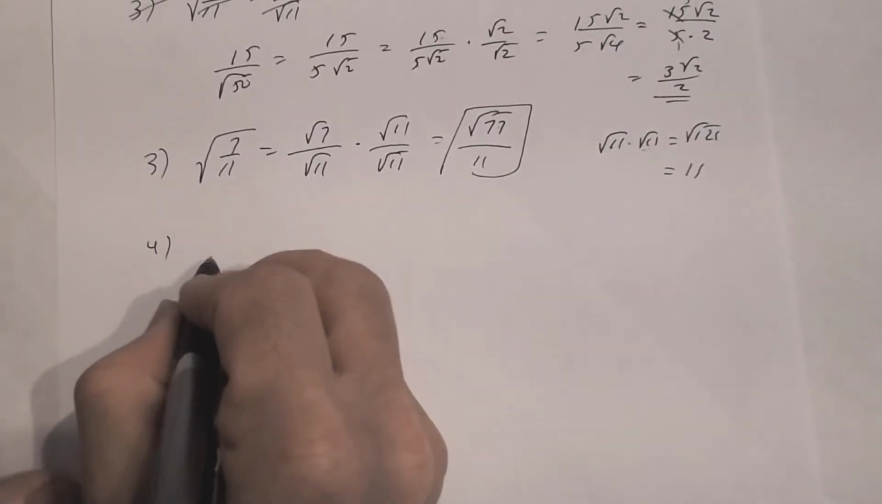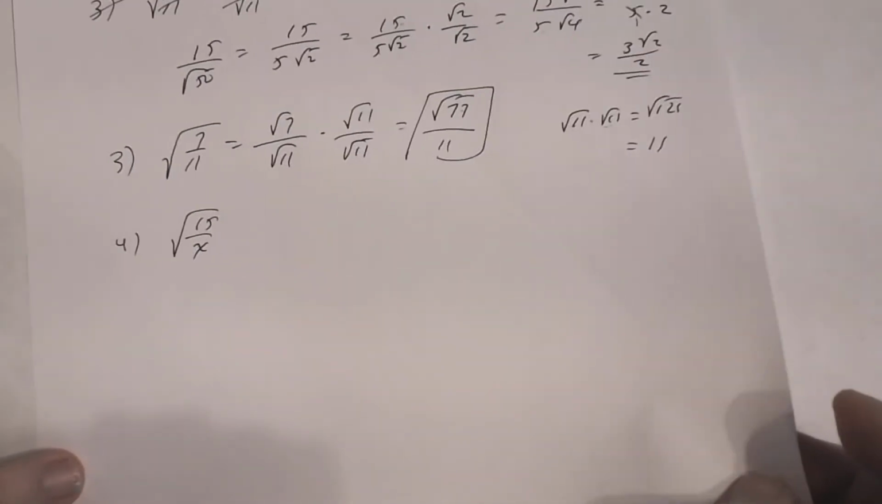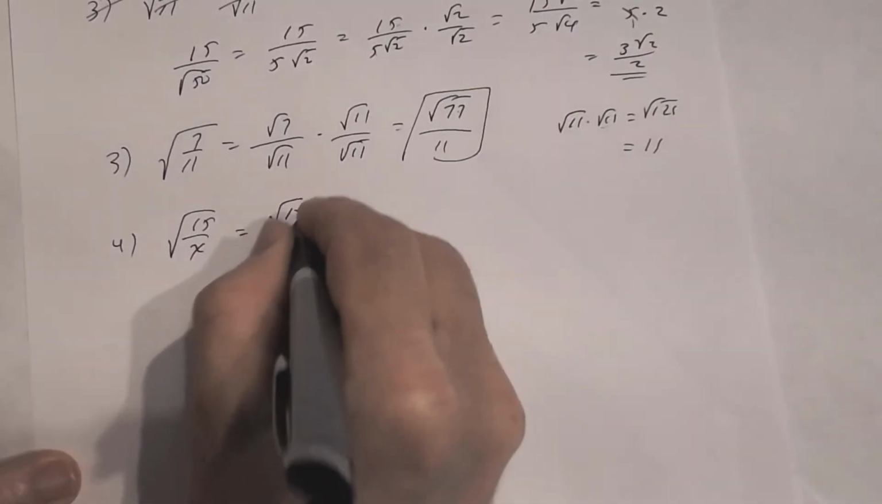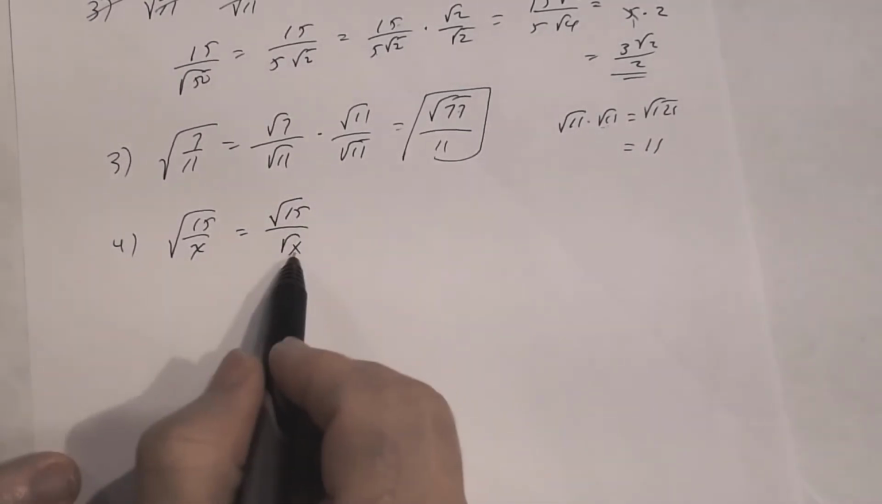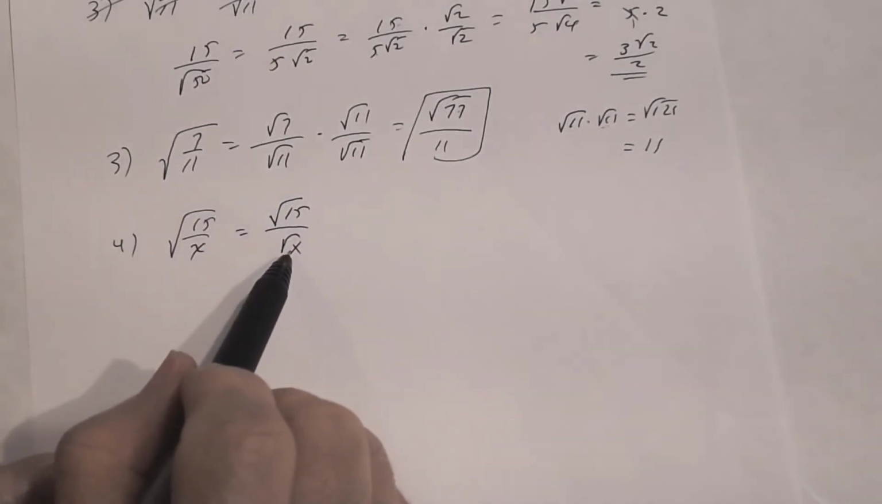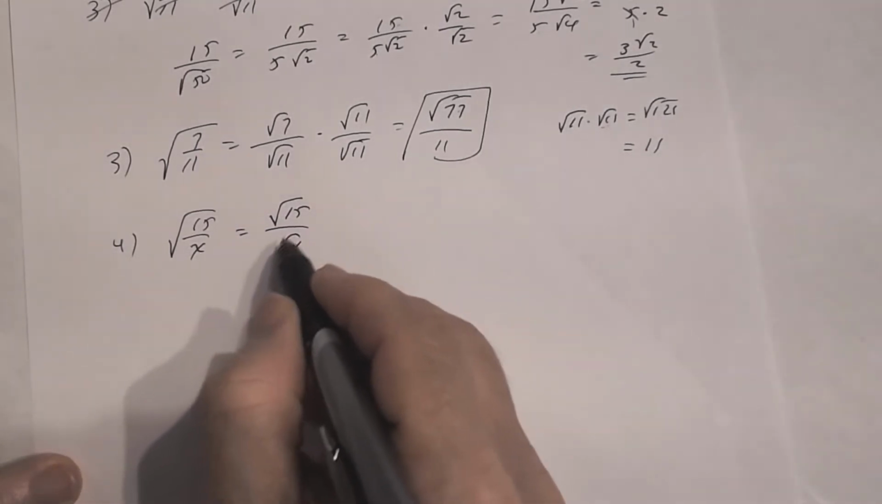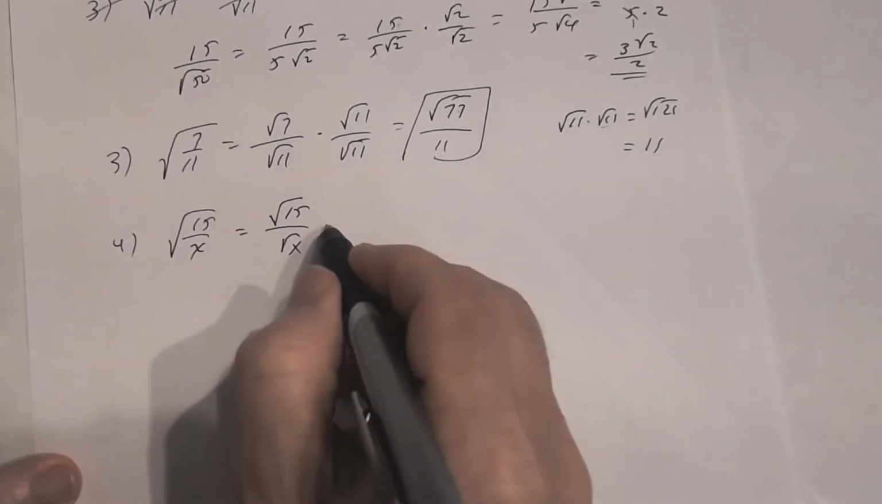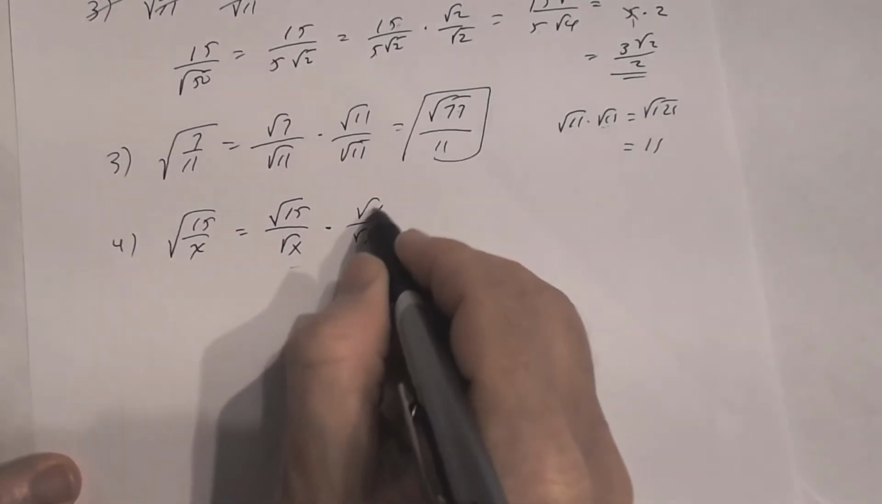All right, let's talk about number 4. So number 4, we have the square root of 15 divided by x. And so using the quotient rule, I can rewrite this as the square root of 15 divided by the square root of x. And again, now this time I have a variable instead of just a real number. So we're going to do the same thing. To get this denominator to not have a square root, we're going to multiply numerator and denominator by this denominator. So square root of x over square root of x.